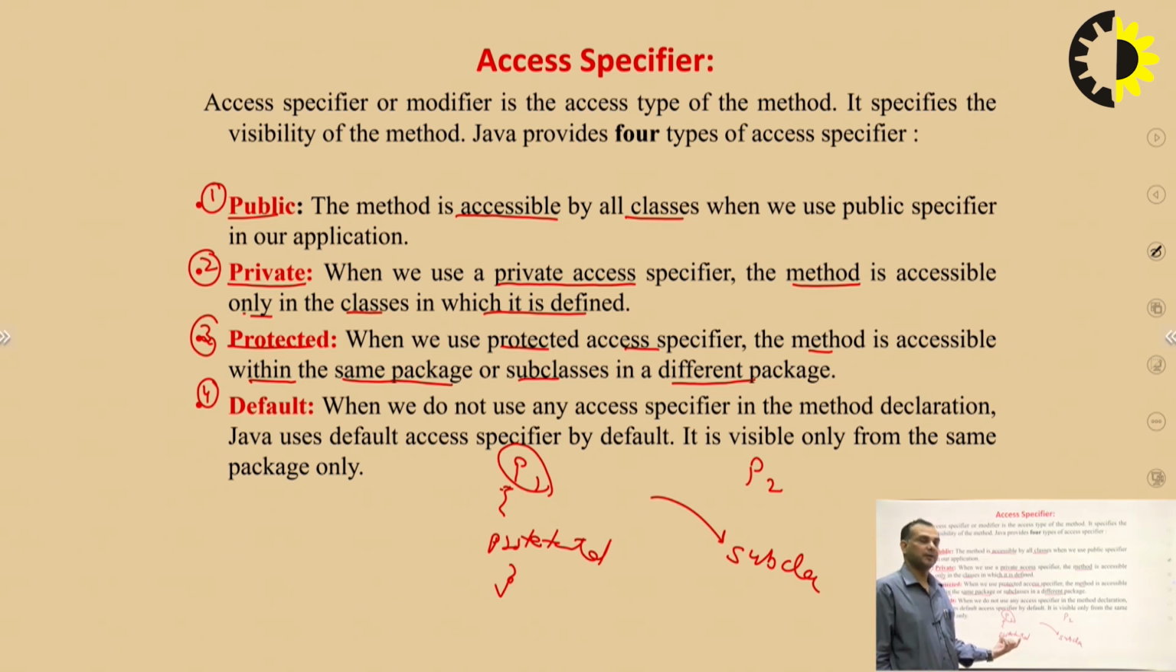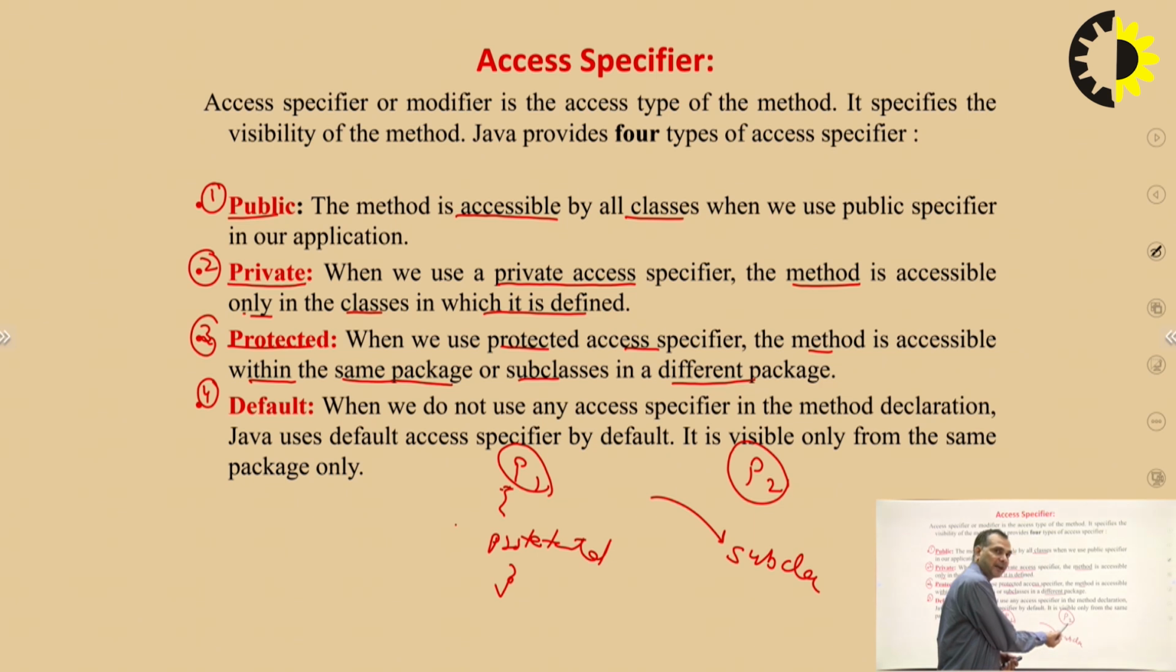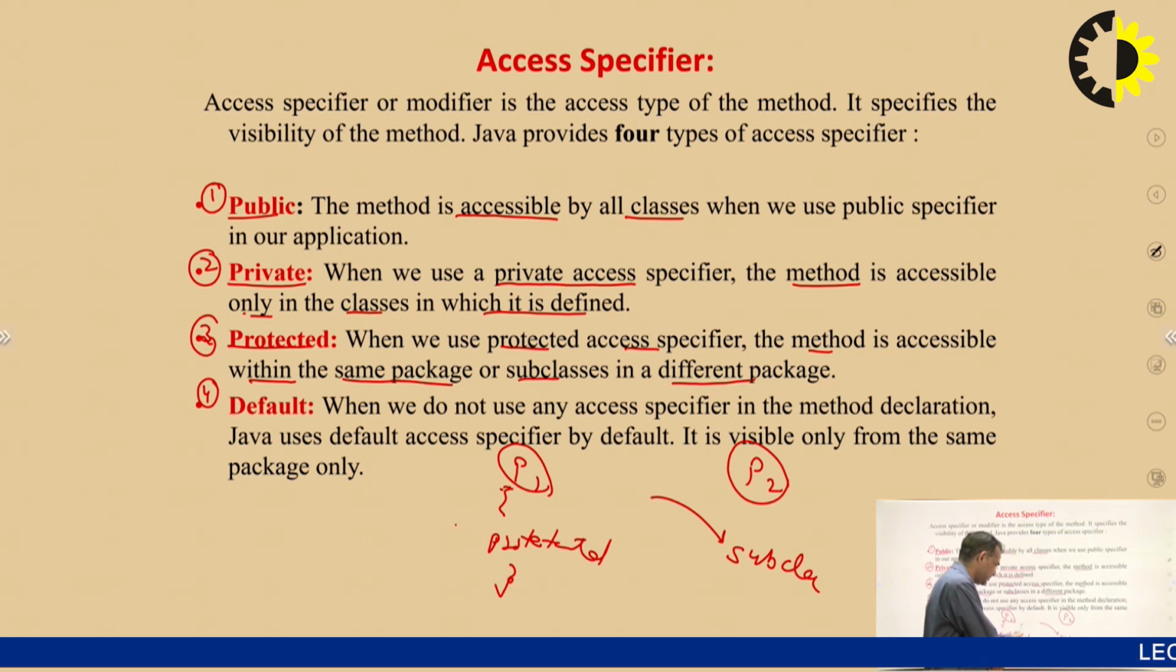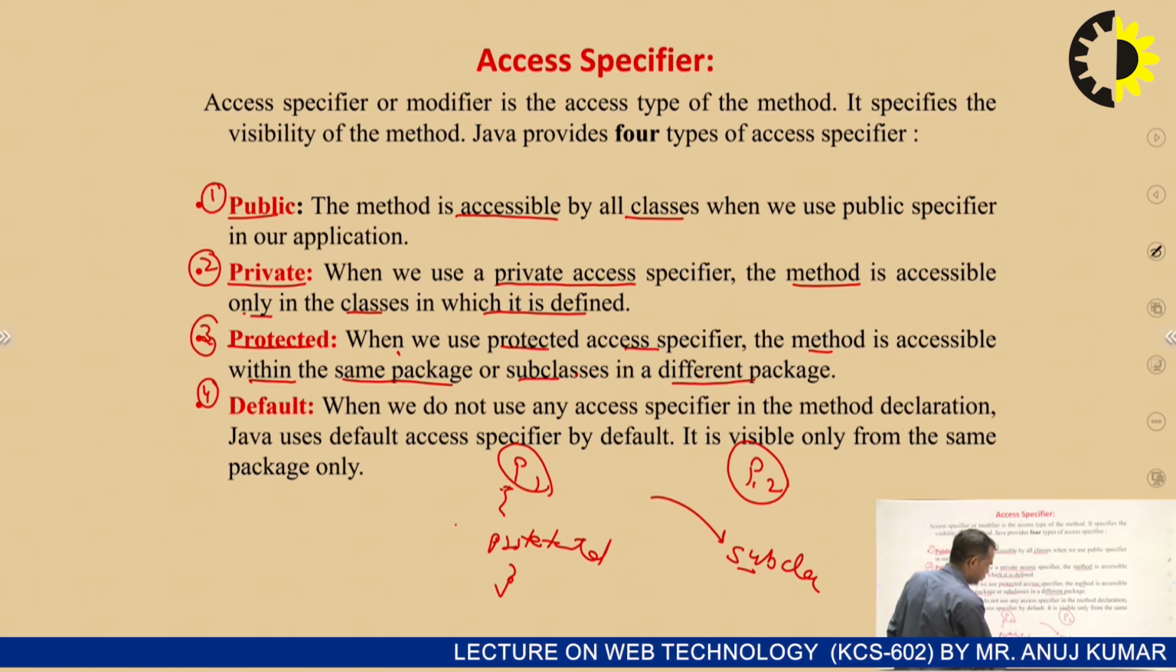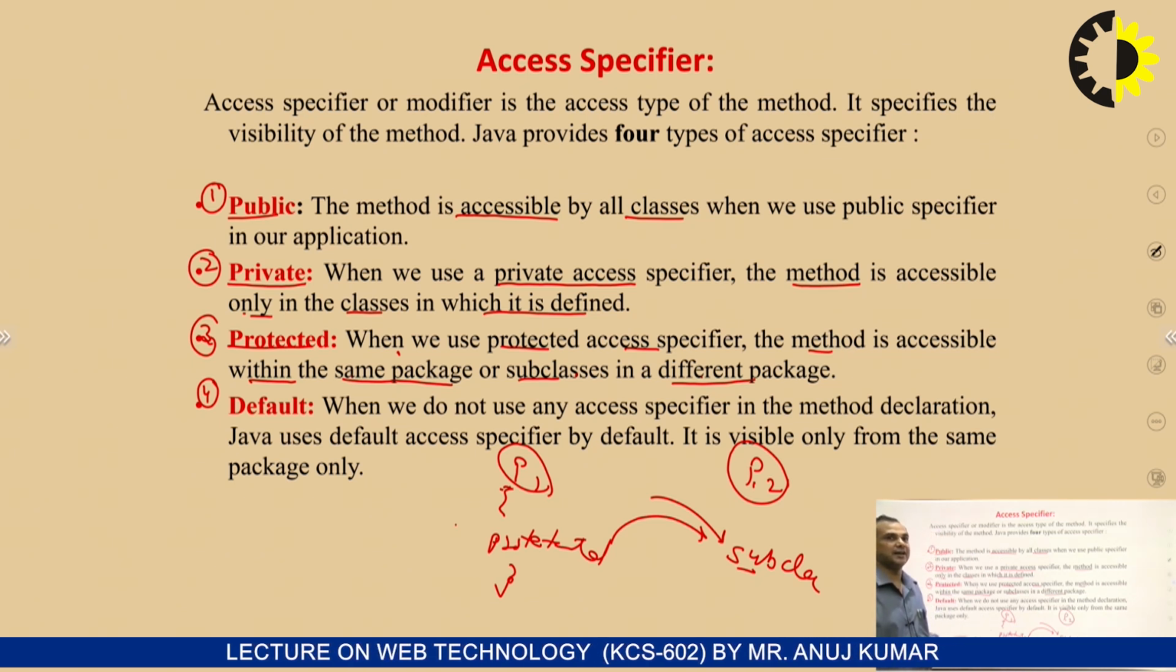When we declare a method that is protected, it means the main class of the package in which we declared it can access this, and second, if we have another package that is P2, then the subclass of the P2 package can access this method because this method is declared protected. So it can be accessed within the same package or subclass of a different package. So P2, another package, through its subclass can access this method because it is declared as protected.